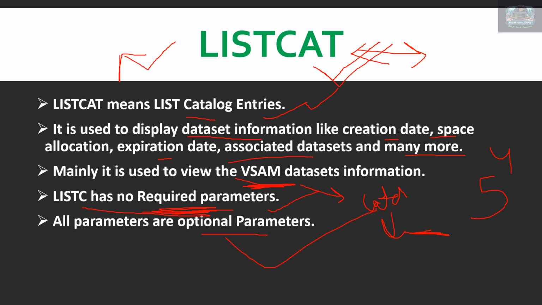It's like if you require that particular data, give that word. If you don't require that particular data, don't give that word. It's not that a particular word must be given with the LISTCAT command for the output to come. There is no word like that. That is what a required parameter is. So I'll be explaining all the parameters we have and some examples for LISTCAT.